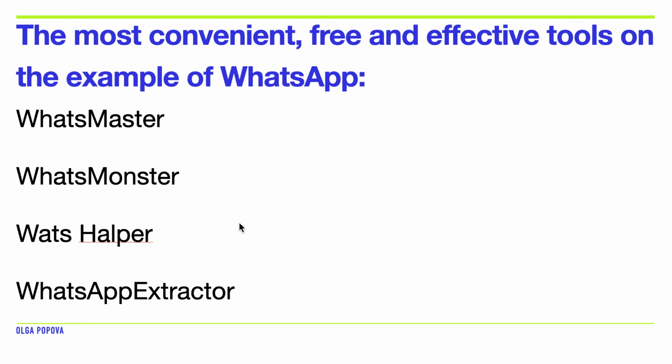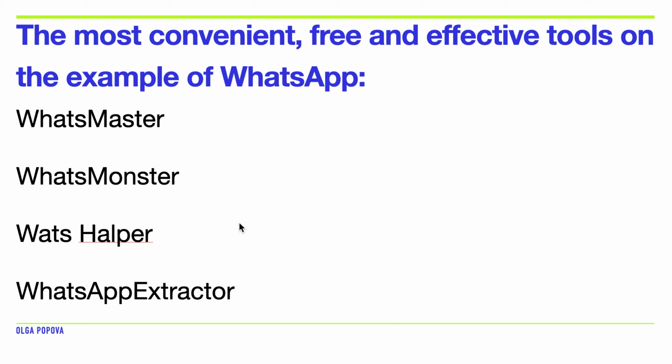Here you see the extensions for web version of WhatsApp. So step by step what you need to do. First of all, go to web version of WhatsApp. Just download WhatsApp on your computer and connect it with your phone. Then you will see these extensions: WhatsApp Master, WhatsApp Monster, WhatsApp Helper, WhatsApp Extractor.